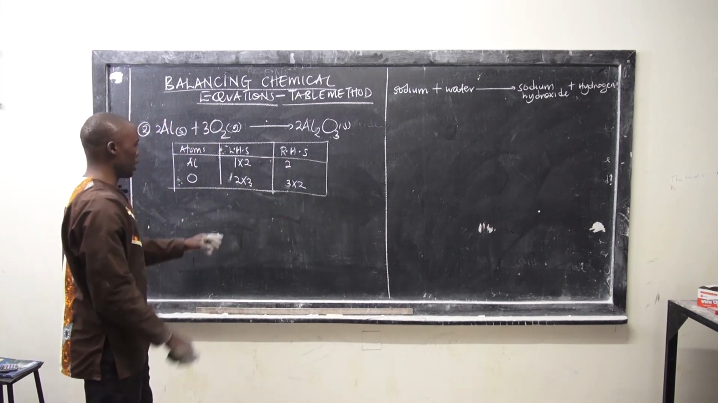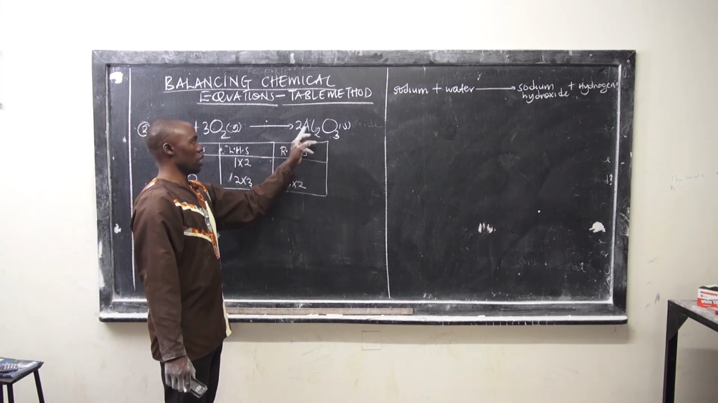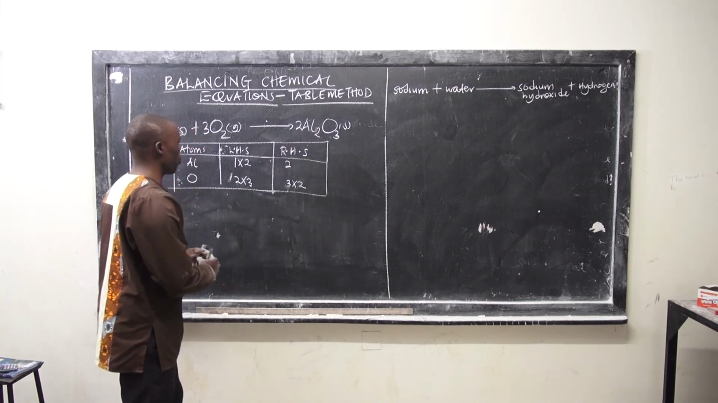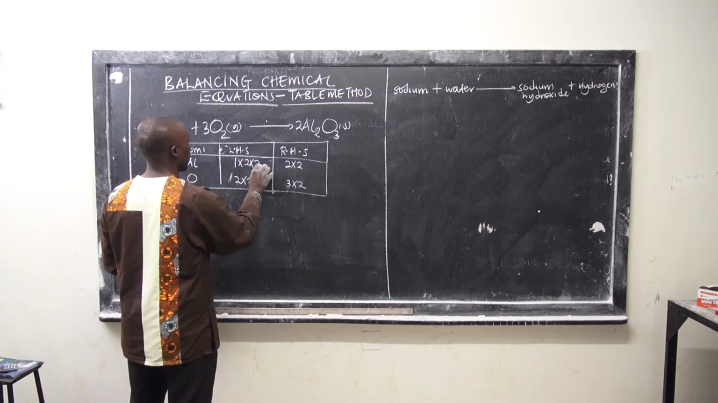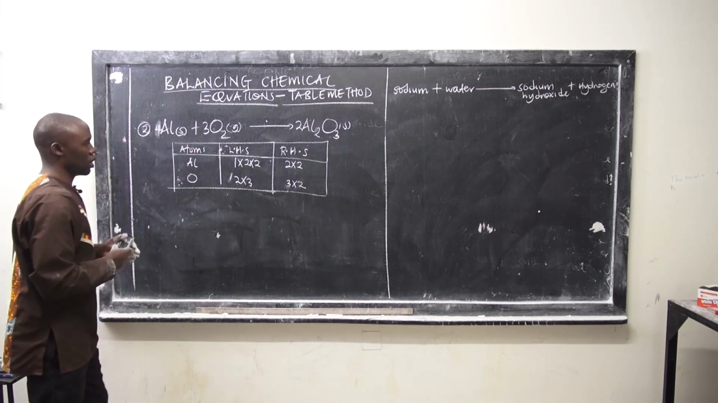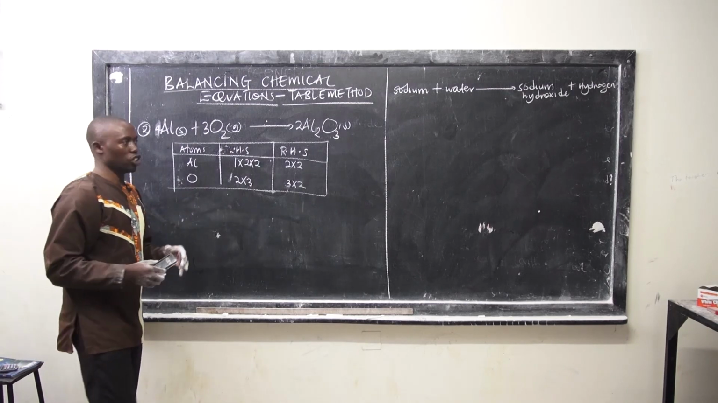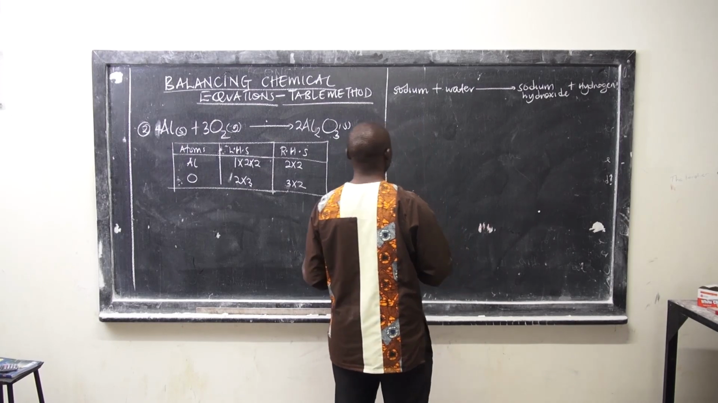So let me check. Oxygen is 6 here, 2 times 3, but aluminium becomes 4, so I adjust. These 2 affected it, multiply by 2, come this side, and also change this value to 4. So it balances right away. There you can use multiplication. Let's now look at the last example here.